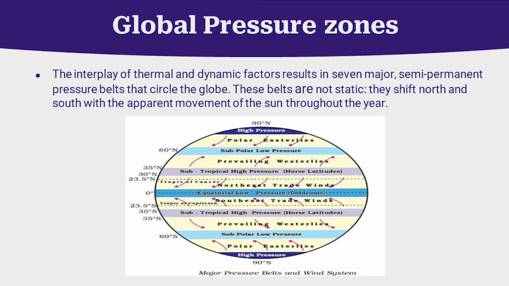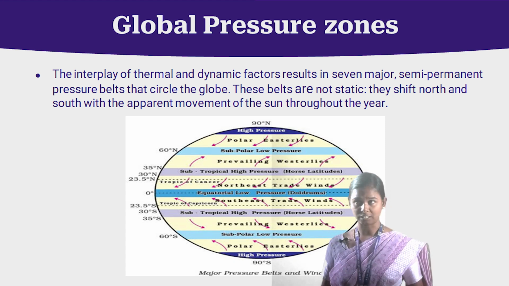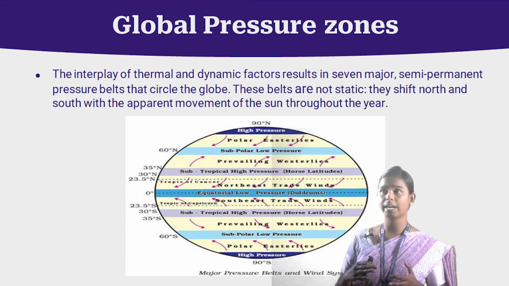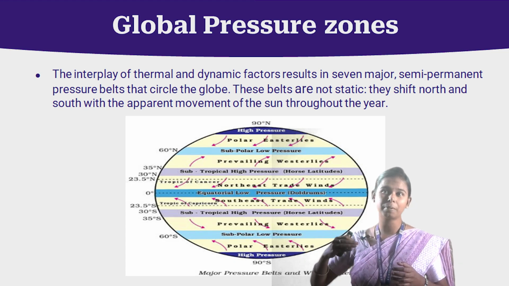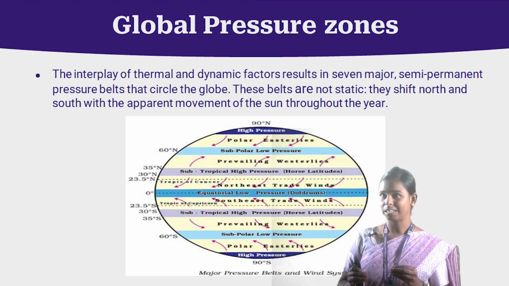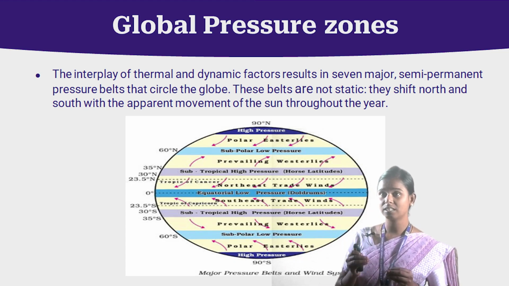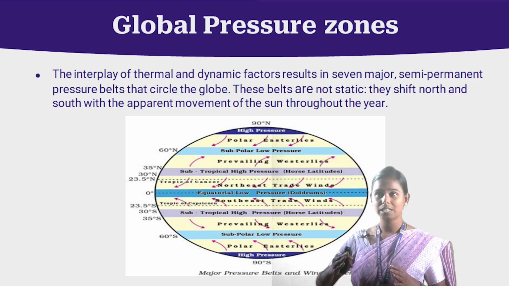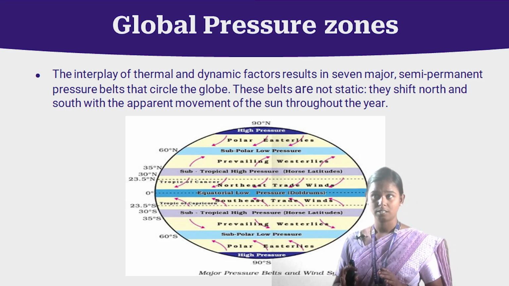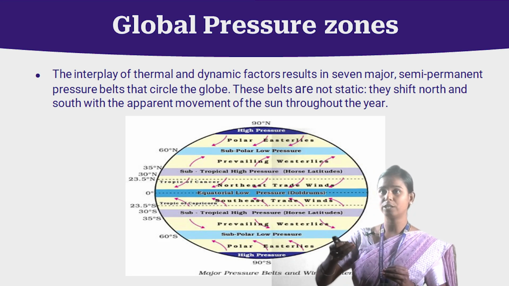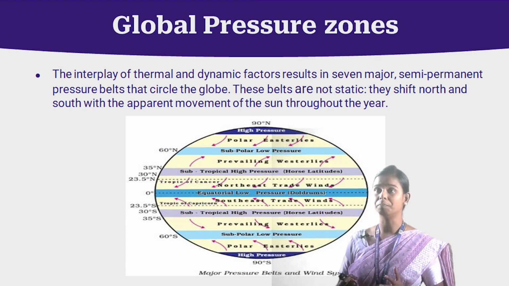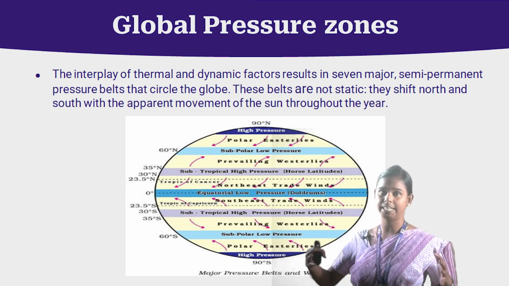Okay. Global pressure zones. The interplay of thermal and dynamic factors results in 7 major and semi-permanent pressure belts that circle the globe. These belts are not static. Okay, they shift north and south with the apparent movement of the sun through the year.